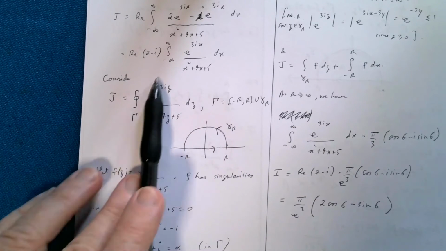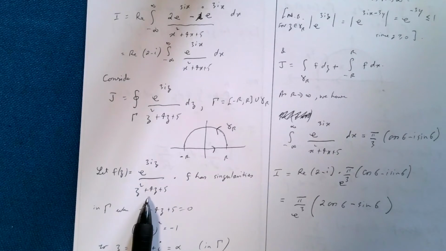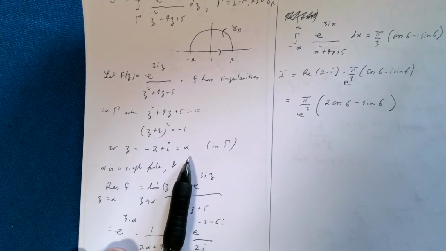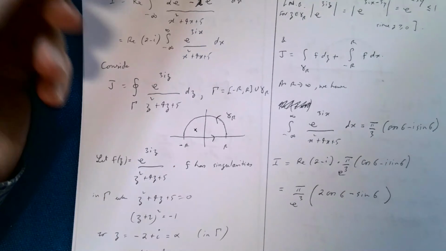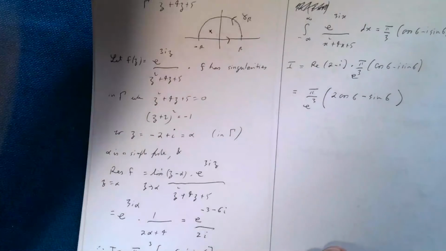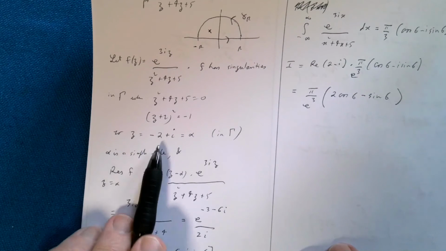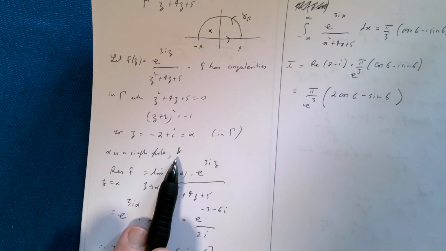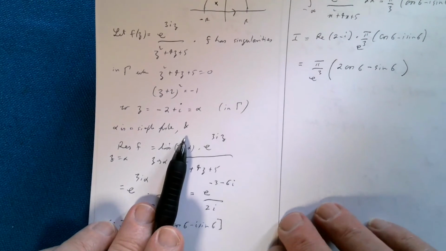So giving this function in here a name, call that f of z, then it's got singularities when the denominator is 0, and it turns out to have complex roots, and the only root that's inside Gamma is minus 2 plus i. The other root is minus 2 minus i, and that would be down here, which is outside the contour. So in the contour, f has one singularity at minus 2 plus i, which again I'm going to call alpha. And again I claim alpha is a simple pole. And we can check that and get the residue as well, all in one calculation.